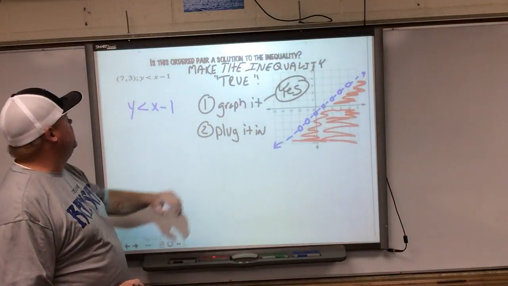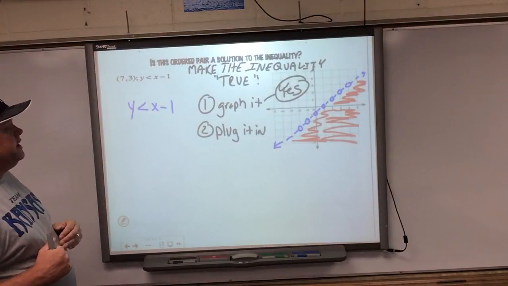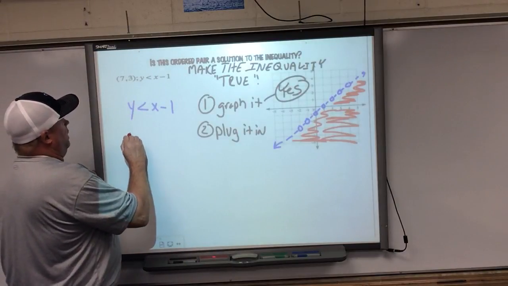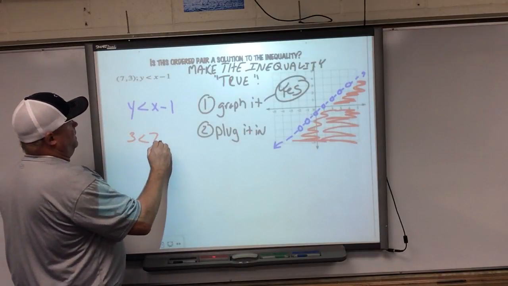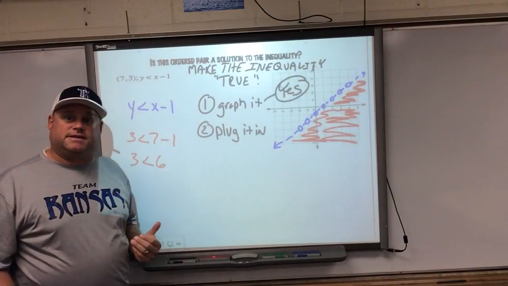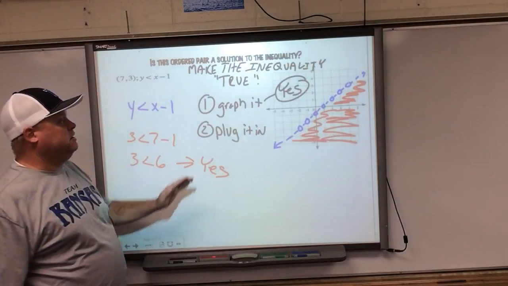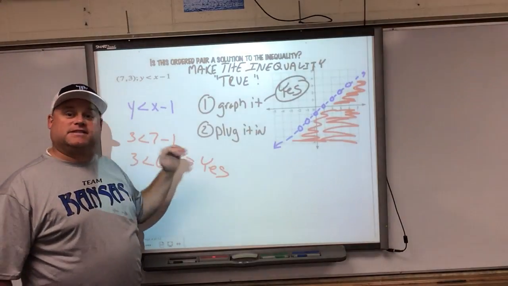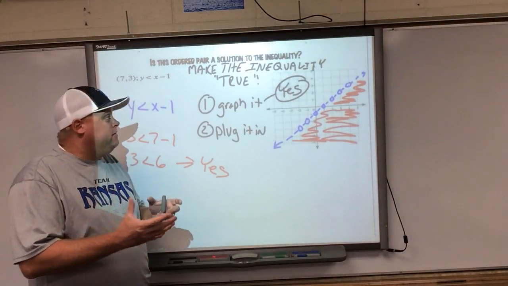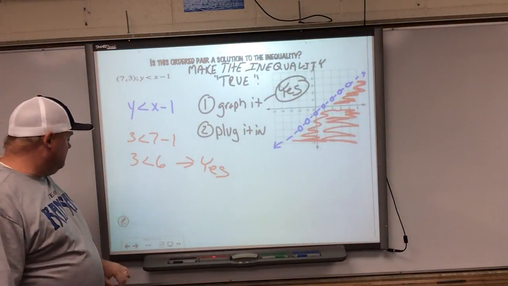Now, I can do it one other way, and that is, I could plug it in. I could plug in 7 for the x and 3 for the y and see if it's a true statement. Well, let's do that. So 3 goes in for y, 7 goes in for the x, and there we go. So it's 3 less than 6. Well, is 3 less than 6? It is. So I know this is a true statement. Well, we can get the same answer doing it either way, okay? So if they give you a point on the graph, you can plug it in and see if it's a true statement. All right? Okay, let's move on.